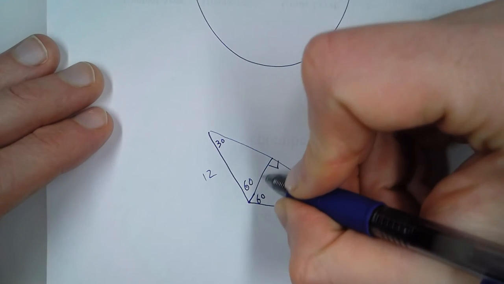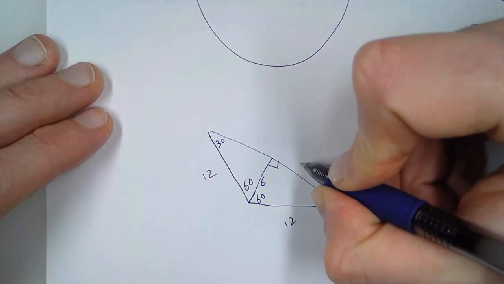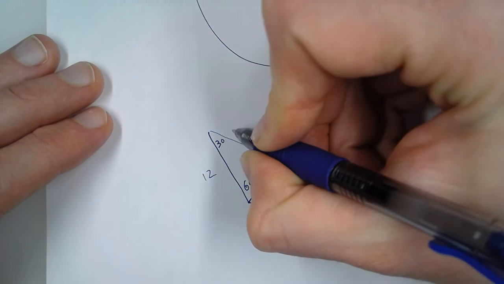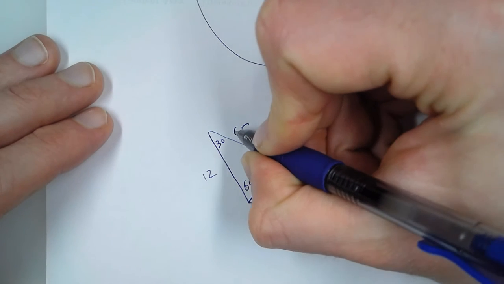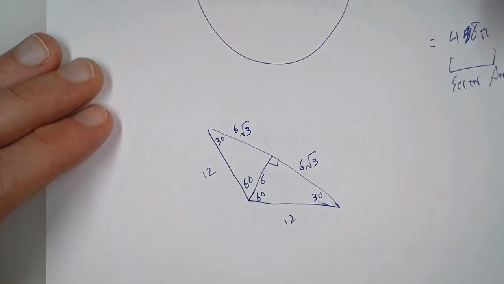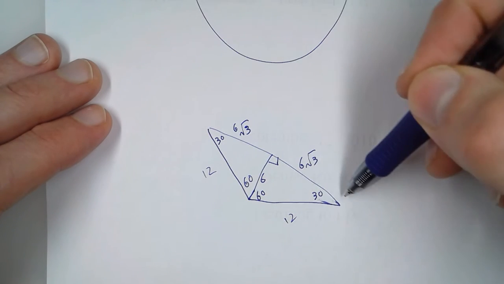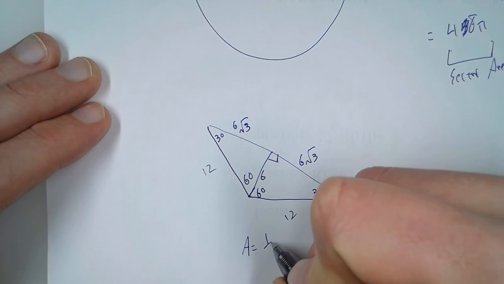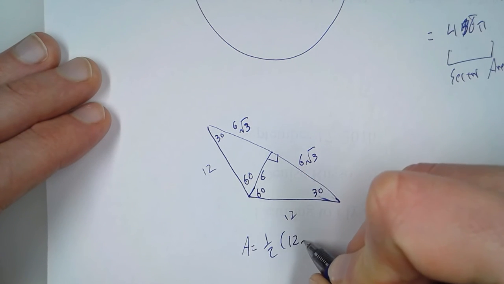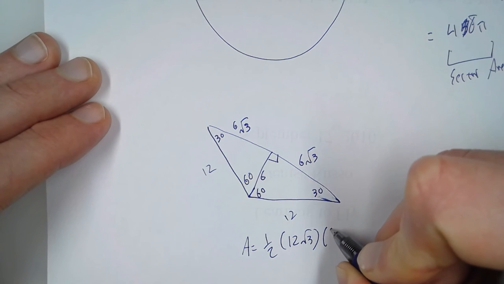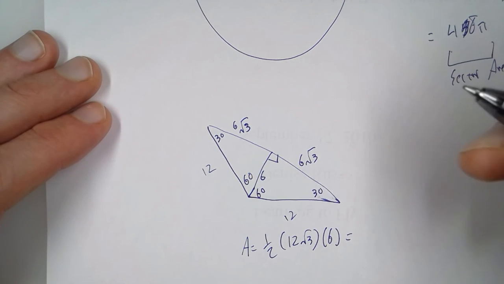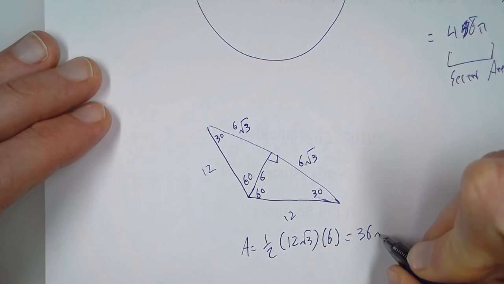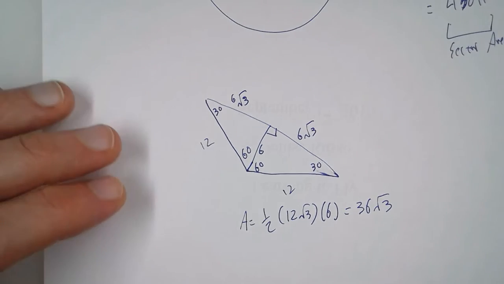So this side is the short side, which is 6, and then this is 6 radical 3, and this is 6 radical 3. So we can think of this as our base, and we can think of that as our height. So the area is 1/2 the base, it's 12 radical 3, times the height, which is 6. And so we get 36 radical 3.